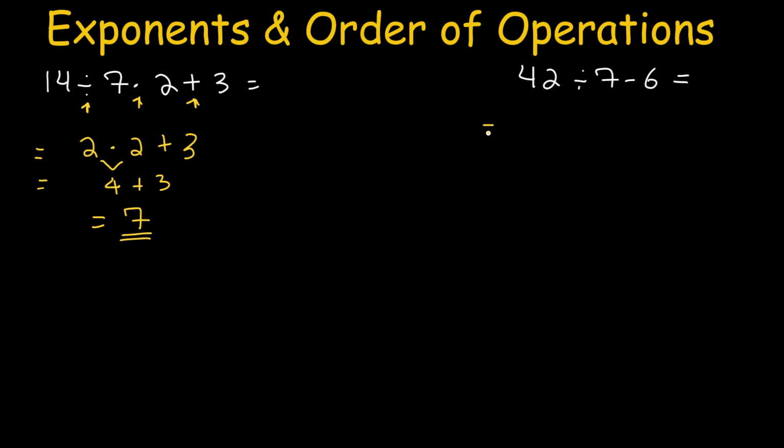Now let's go ahead and do the next problem. So we have divide and subtract. Well, first we need to divide. 42 divided by 7 will be 6. And let's bring down this number here, which is minus 6. And 6 minus 6 will be 0.